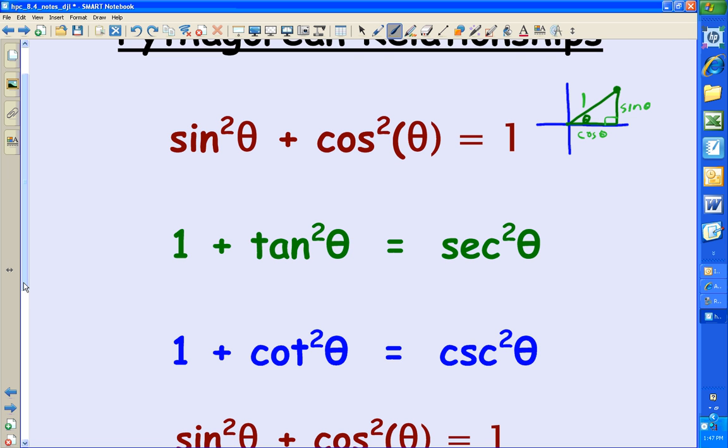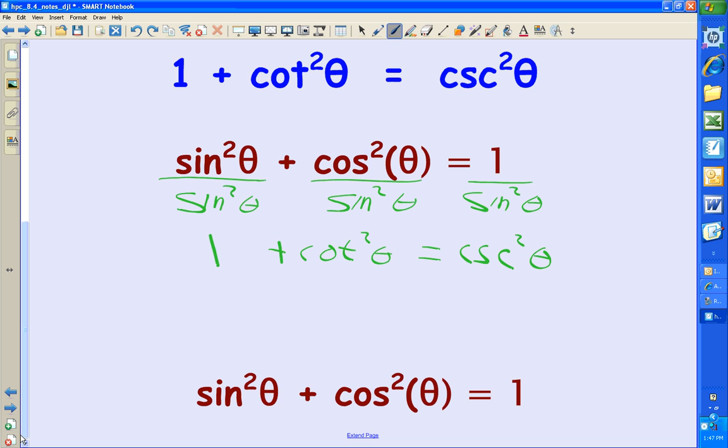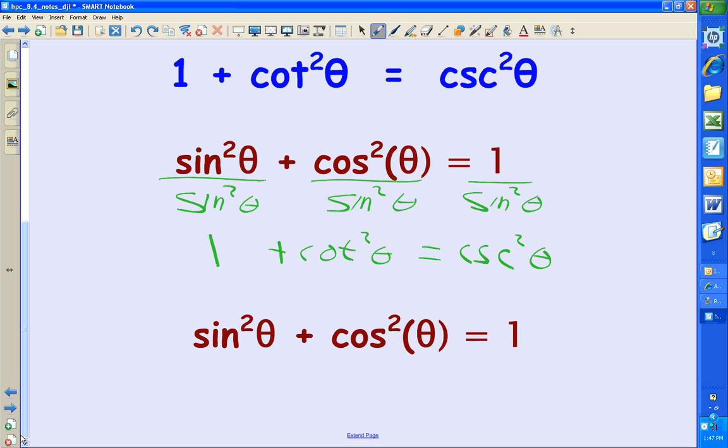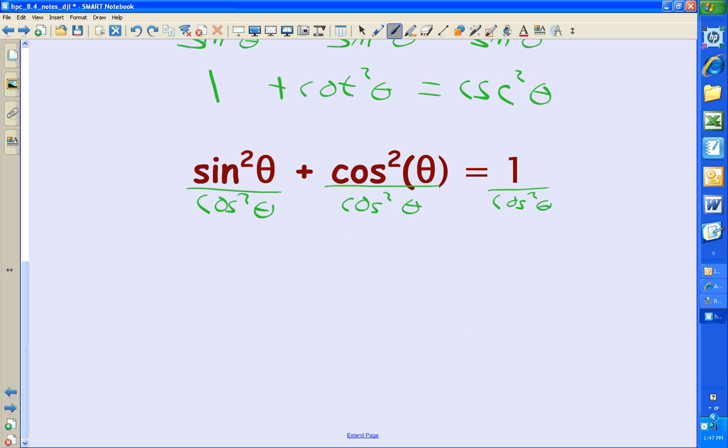Did I go too fast? Nate, you lost? Yeah, I'm trying to figure out how you got the green one. It's just divide by cosine, right? Correct. So we can take that and divide everybody by cos squared. Cos squared theta and cos squared theta. What's sine squared over cos squared? Tan squared. Cos squared over cos squared, 1. And 1 over cos squared?